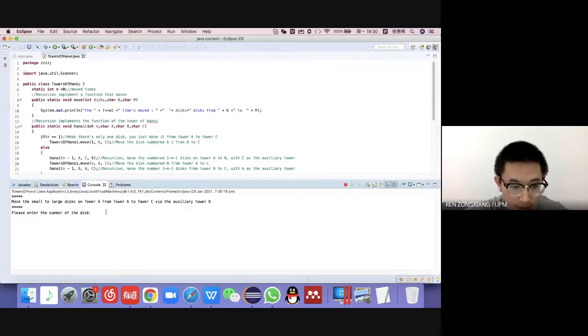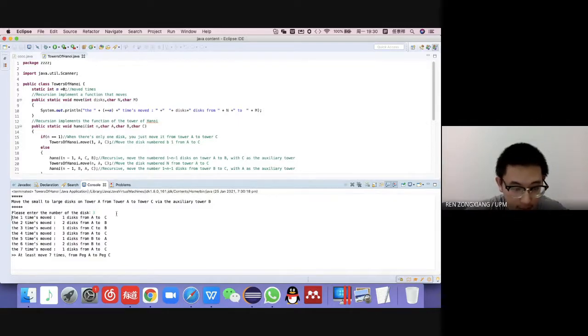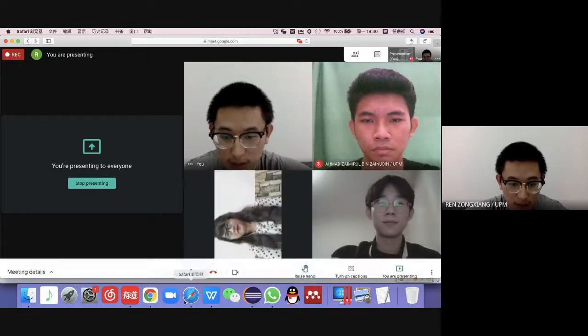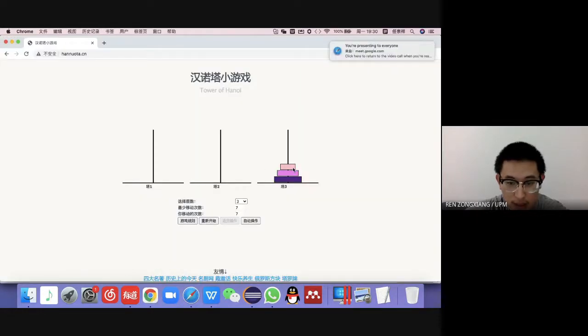Now we enter the number of disks. First we enter 3. So the output here: at least we need to move 7 times from pack A to pack C. And here are the details of the process, how to move. It's the same as this. Actually, they are the same, but this is a model, just for understanding more easily.